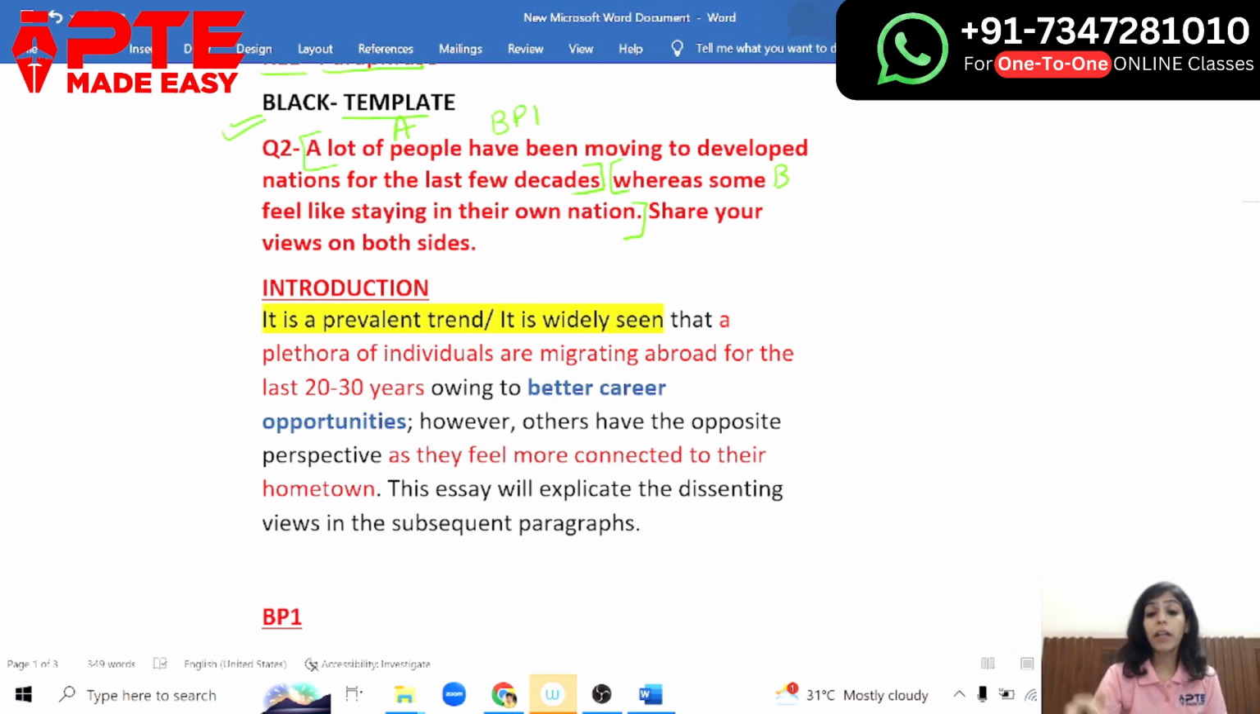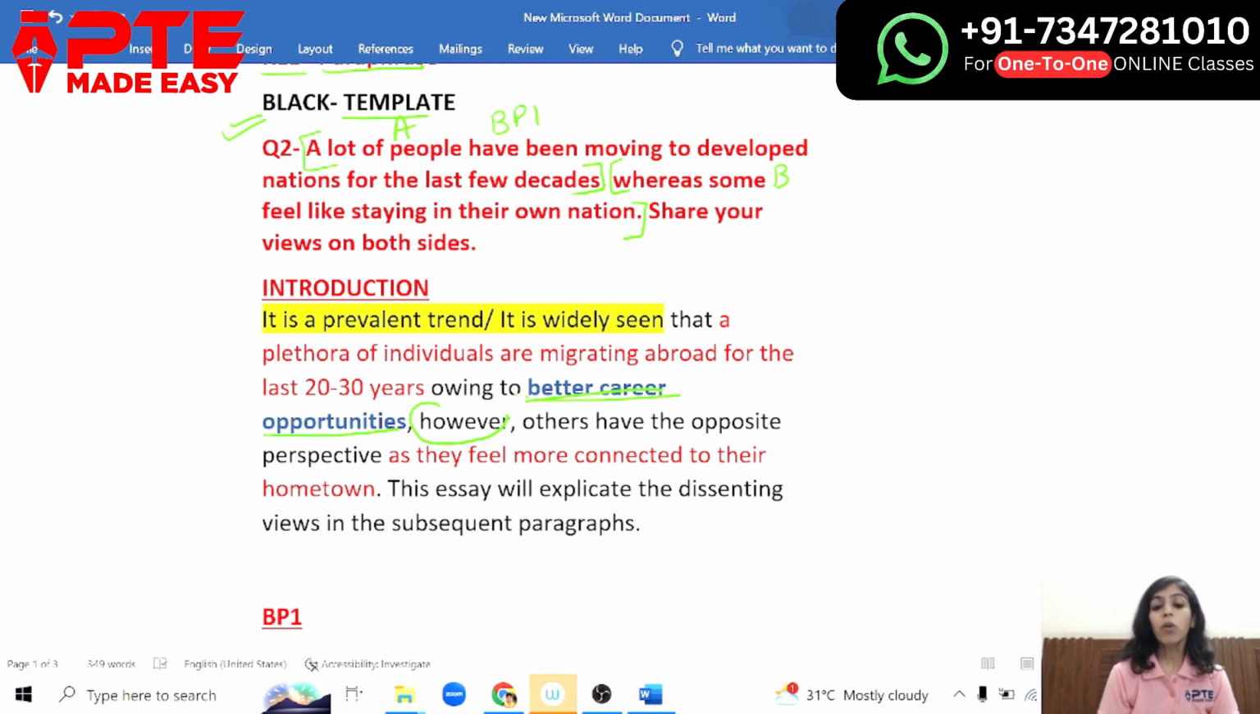Owing to what? So here we are going to give one reason. In the introduction itself, we should state or outline the reason. Better career opportunities. Owing to better career opportunities. Now here we have used however. Simply use the same structure. However, others have the opposite perspective. Others, section B, they have the opposite perspective as they feel more connected to their hometown.